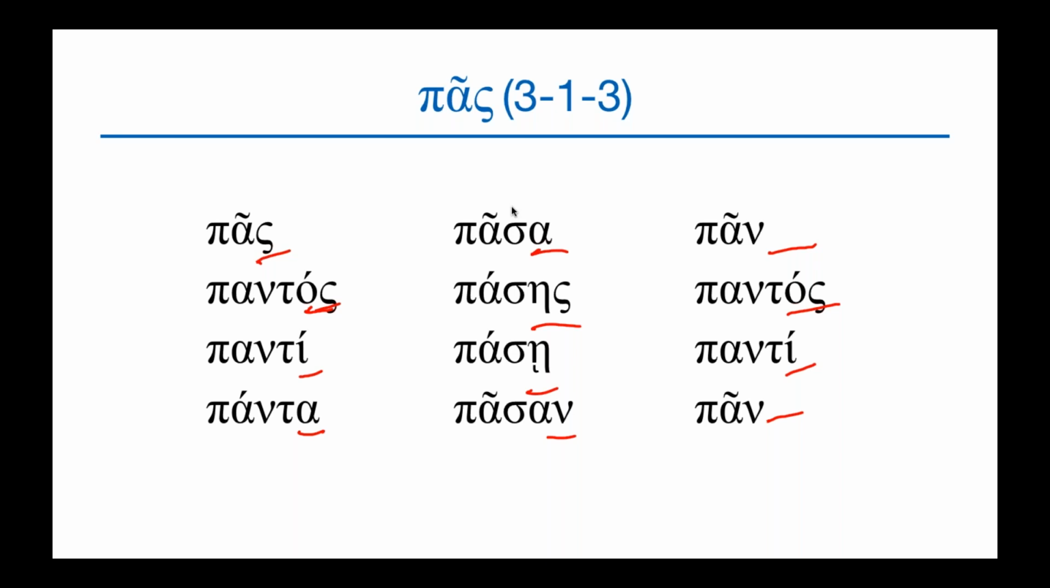Okay? So you have a third declension in the masculine. You have a third declension neuter. But whenever you get to the feminine, it follows the first declension. Okay? And that continues through the plurals.